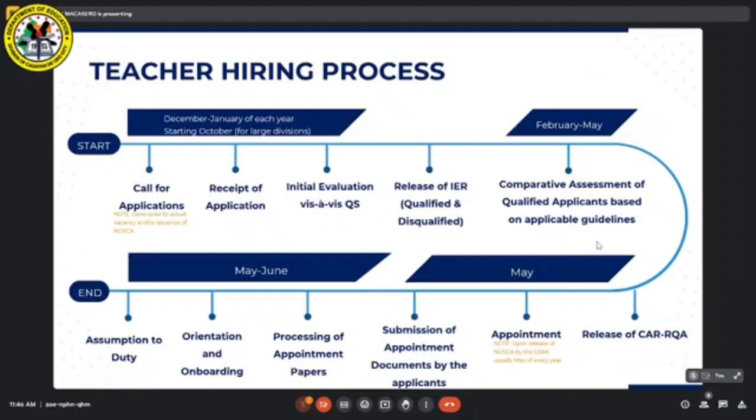Receipt of application, assumption. So we are now in the processing of papers, then orientation and onboarding. We are at the release of the IER, the initial evaluation. We are now in the initial evaluation of your documents. So we hope that you will reach the assumption, the later part of the process.